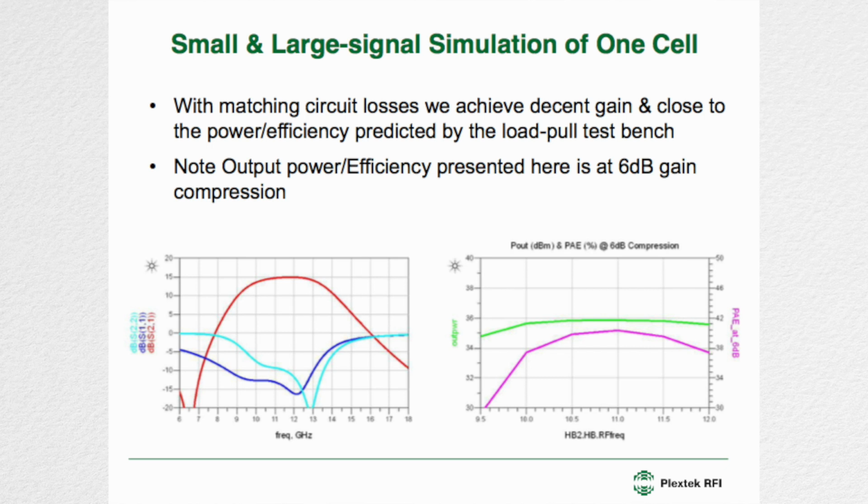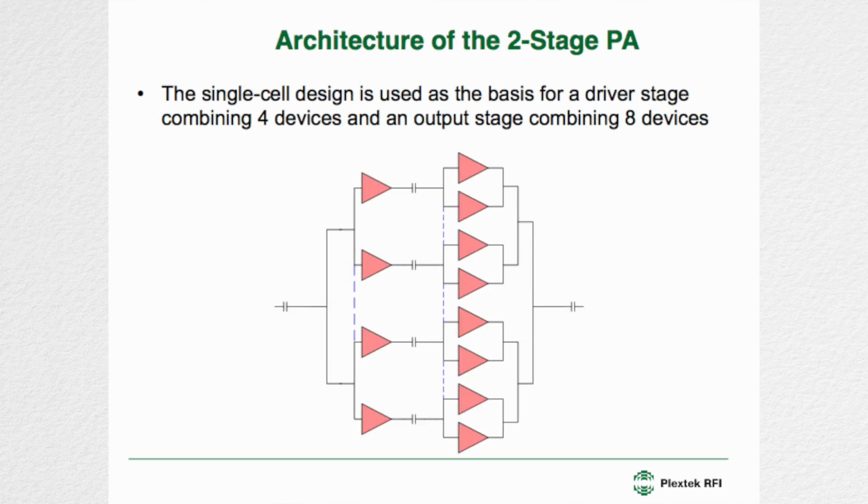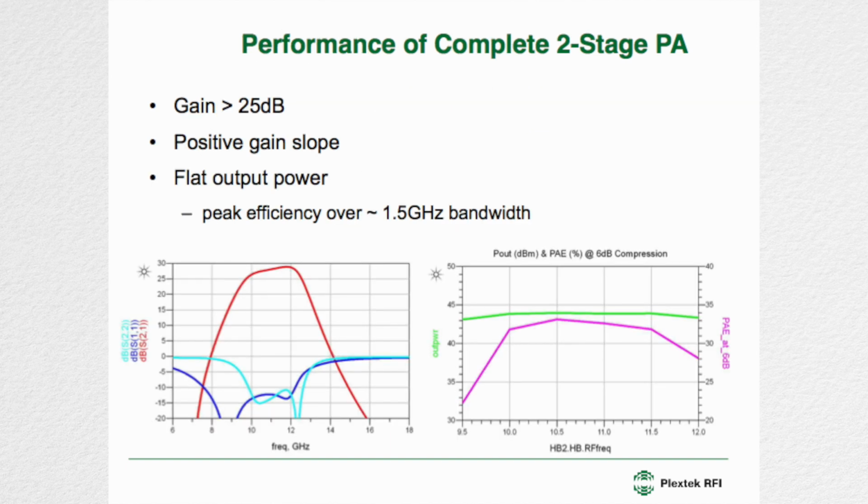This is a topology we went for. All big PA MMICs have this sort of topology. Large number of parallel devices at the output, driven by a smaller number of parallel devices. And this is the performance we achieved for the final amplifier. Greater than 25 dB of gain, slight positive slope. Across this sort of 10 to 11.5, we're achieving round about 32% efficiency and a P out of 25 watts.